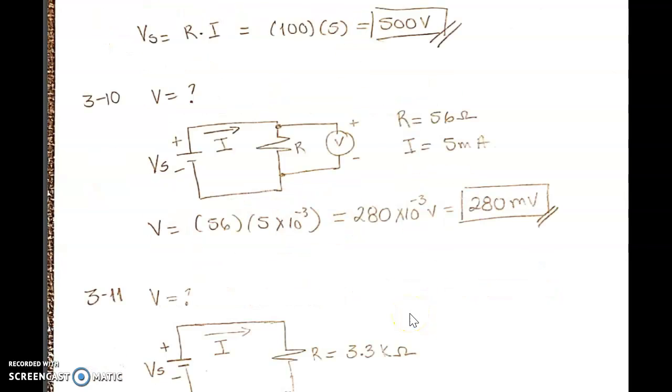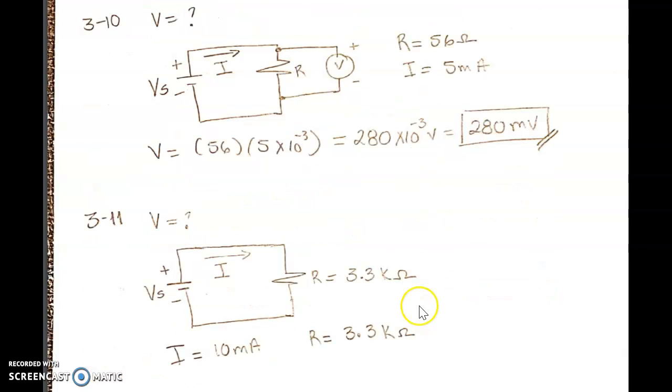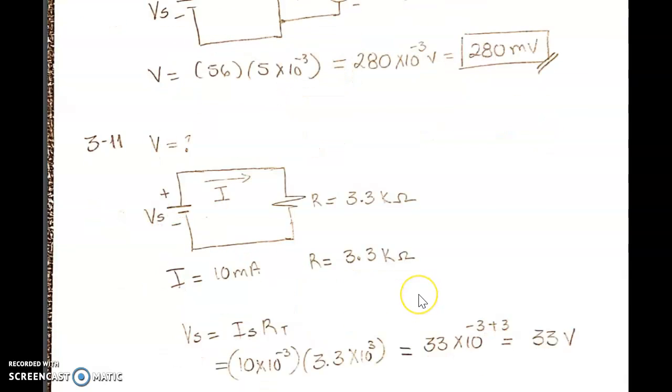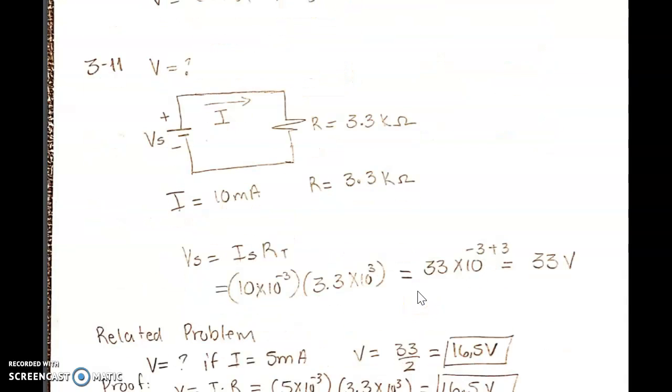We're going to continue with the second video of examples and problems for chapter 3. Example 3.11, right here they're asking what is the voltage source if we have a current of 10 milliamps and a resistance of 3.3 kilo ohms. We use Ohm's law, solve for voltage to find what is the voltage needed for these two quantities to be met. So we use them and we end up with 33 volts.